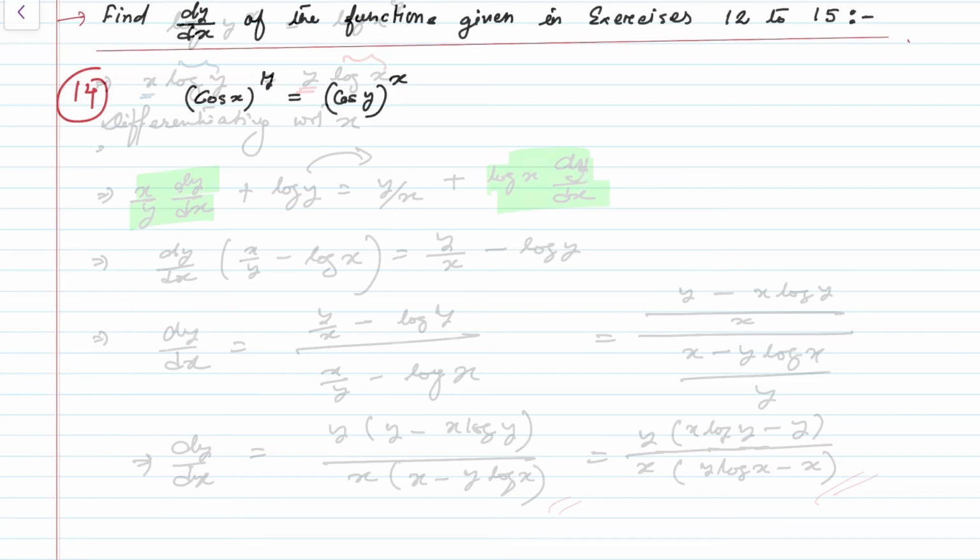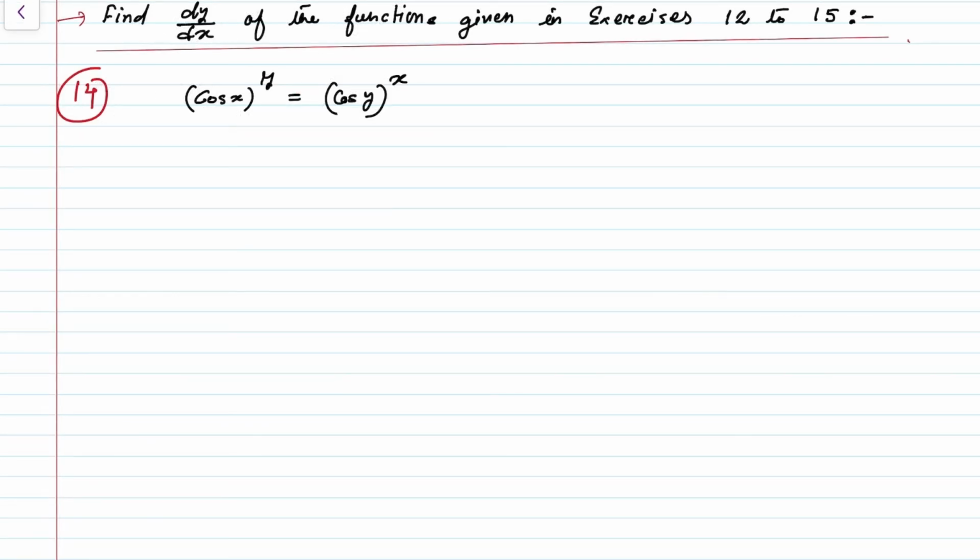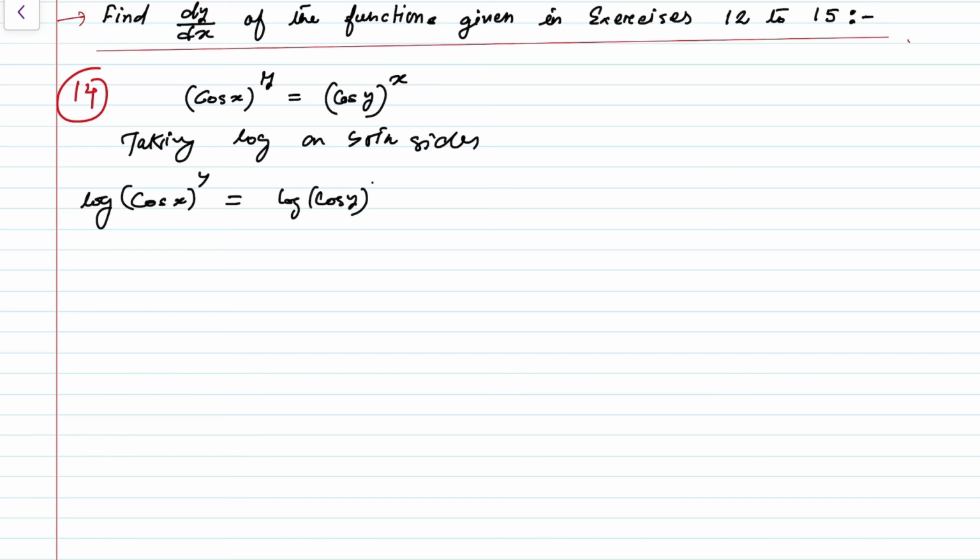Now let us solve question number 14. Here, taking log, we will get log of cos x to the power y is equal to log of cos y to the power x. Then using the property of log, we will get y log of cos x is equal to x log of cos y.